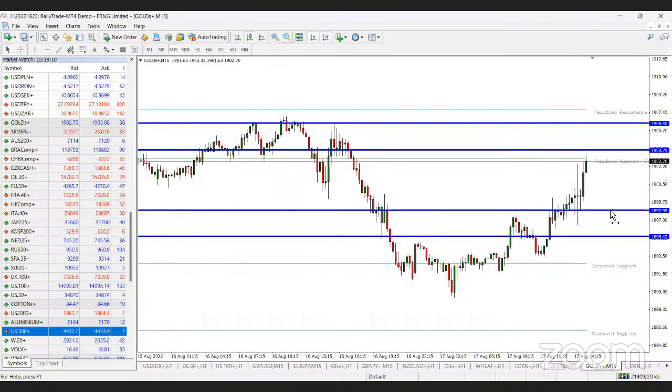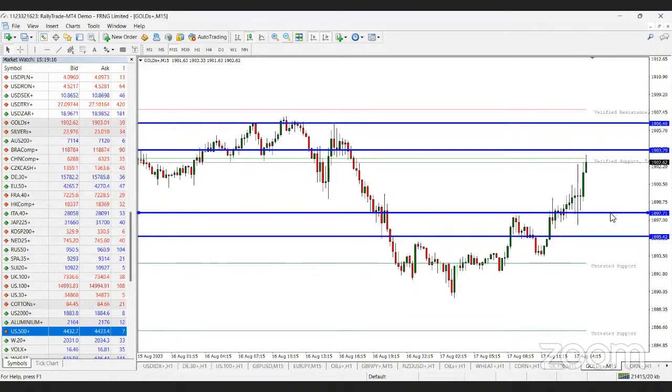So let me adjust this a bit. If it trades below 1897, then I would expect that we sell to around 1895. You understand? Okay, that's for gold.